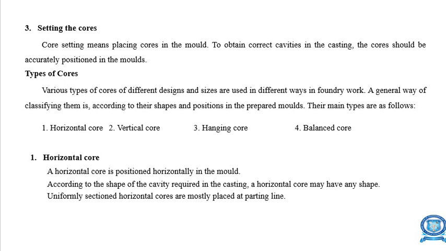Types of core. Various types of core of different design and size are used in different ways in foundry work. A general way of classifying them is according to their shape and position in the prepared mold. Their main types are the following: first, horizontal core, vertical core, hanging core and balancing core.